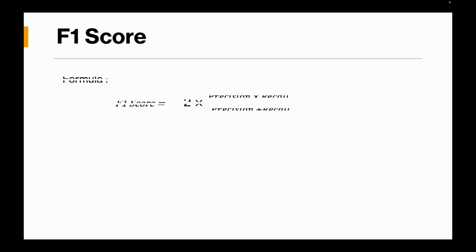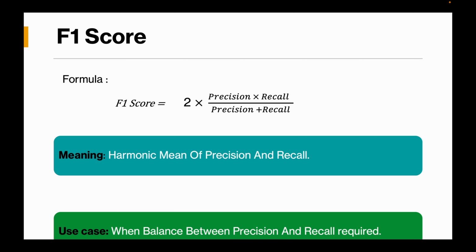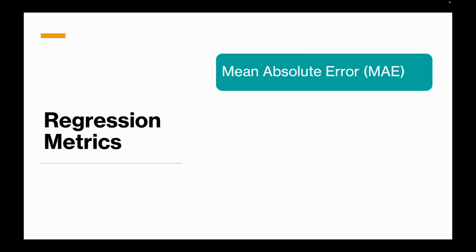F1 score. The formula for F1 score is 2 times precision times recall divided by precision plus recall, meaning the harmonic mean of precision and recall. That is, the F1 score balances precision and recall using the harmonic mean. Use cases: we use this metric when you need a balance between precision and recall. For example, spam filters.